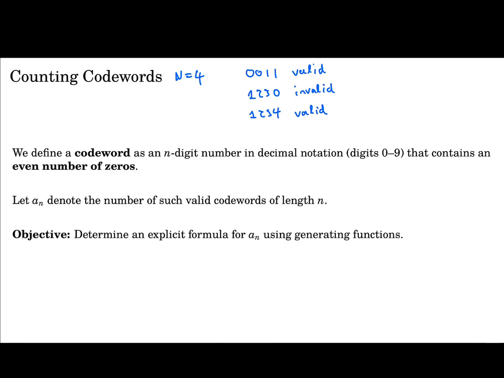And so if we denote by a_n the amount of valid code words of length n, our goal is to find the closed form for this a_n. And we're going to do this using generating functions. So our first step is we're going to try to find a recurrence. For this problem, we're going to solve it by first finding a recurrence and then using generating functions to solve the recurrence.